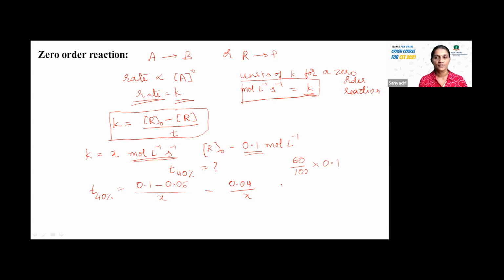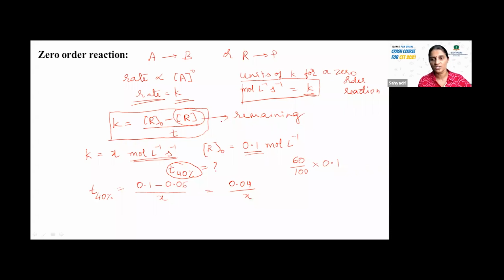Did you understand? The question is very simple, and the formula in which you have to substitute the value is also simple, but you have to be very careful. If you are asked to calculate the time taken for 40% completion, this R is not the reacted amount, it is the remaining amount. You have to be careful about this everywhere, wherever we discuss hereafter.